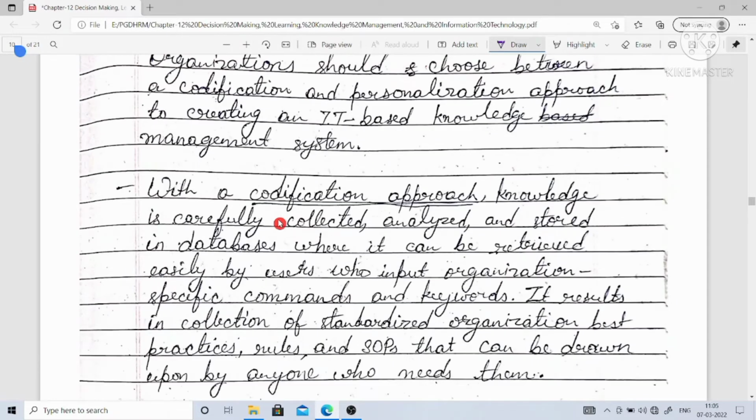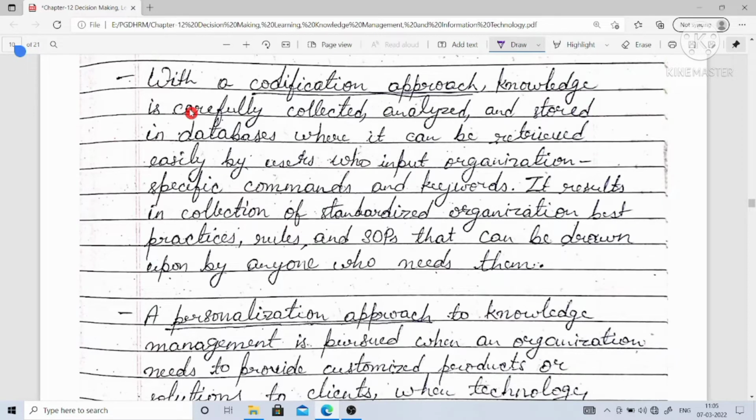With a codification approach, knowledge is carefully collected, analyzed and stored in databases where it can be retrieved easily by users who input organization specific commands and keywords. So the knowledge collected should be analyzed and stored in databases from where anyone can retrieve it whenever there is a requirement for the knowledge.